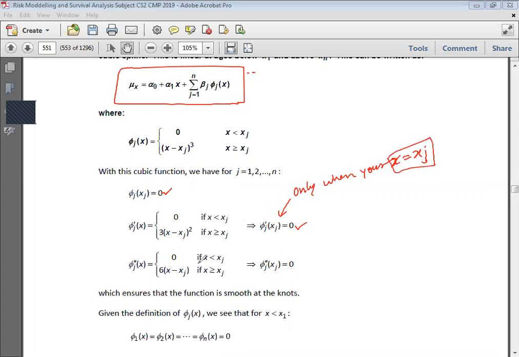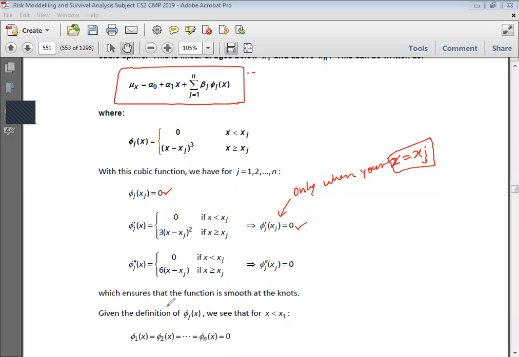And now if you look at the third derivative, so the second derivative, you have 6 times x minus xj. So 3 times 2, 6, and this. So again, if you substitute xj, you will get a 0 here. And now if you try to differentiate it once more, you will get the value minus 6, which is not 0 anymore, right? So it doesn't tell you anything.